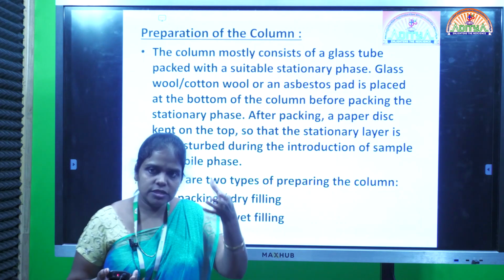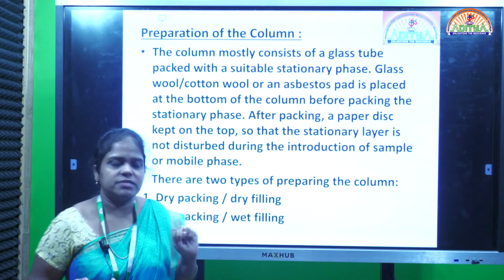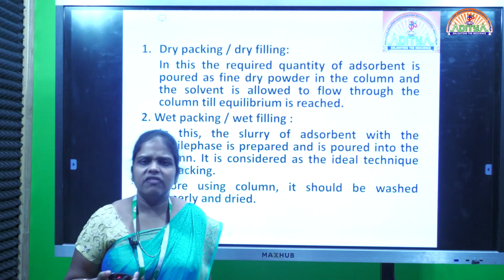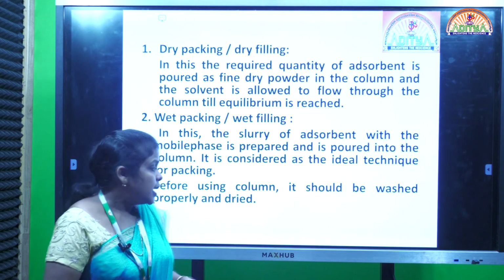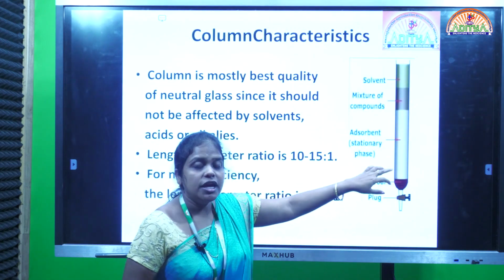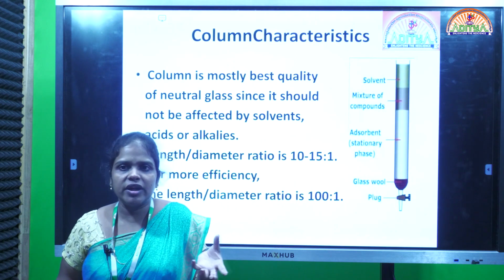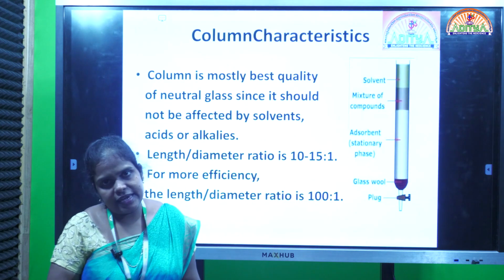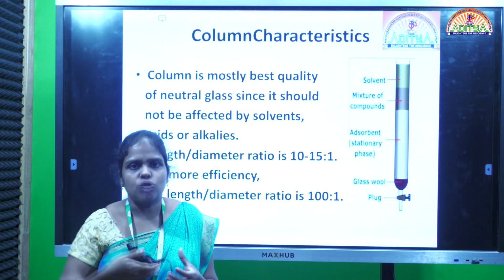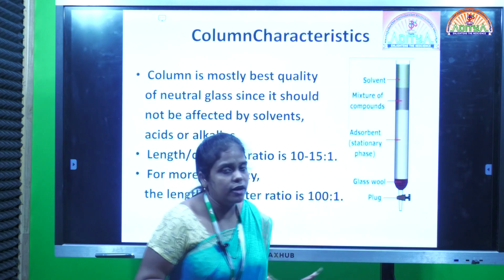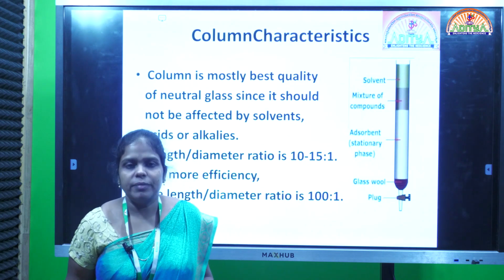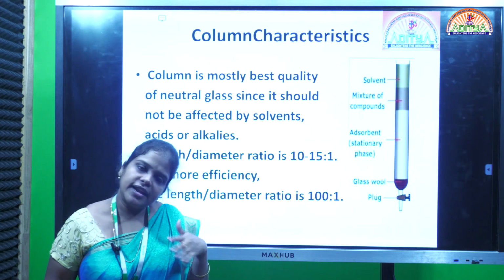This is called filling, and filling is of two types. One is dry packing or dry filling, and the other is wet packing or wet filling. The name itself tells it: if you are adding the silica in a dry form, dry silica powder, then it is called dry packing. And if you take the silica powder in a beaker, add the solvent or mobile phase to it, and then add it to the column, then it is called wet filling. That means in wet filling you make the dry silica powder into a wet form, and in dry filling we add only dry powder.